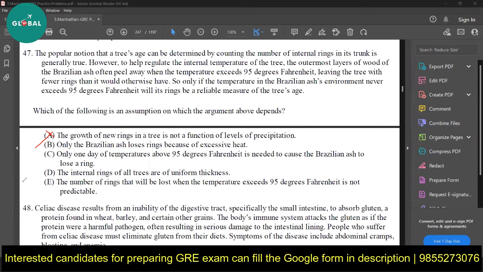I think the internal rings of all trees are of uniform thickness. When he's talking about all trees, and in the paragraph he's talking about this Brazilian ash, then it's out of context. So B could not be the answer. I think only the Brazilian ash loses rings because of excessive heat. Yes, so this is not an assumption. It is neither making the conclusion stronger nor weaker. He is talking only about Brazilian ash, not other trees, so there is no sense in this option. Basically, this also we can reject.